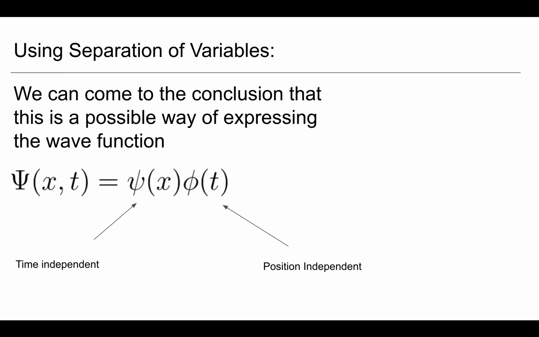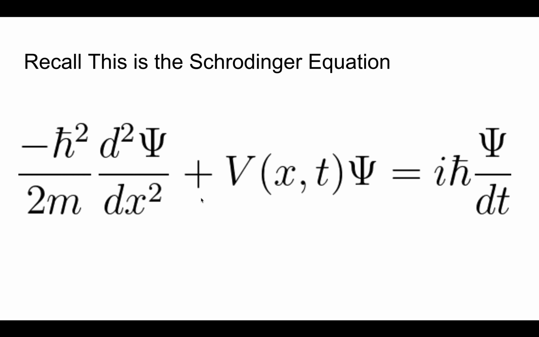But we can essentially come to the conclusion that we can take the wave equation and we can decompose it into the product of two functions. So first, we get little psi of x and phi of t. So the wave equation is going to be equal to the product of these two using the separation of variables technique. So this side is the time independent side. As you can tell, it only depends on x. And this is the position independent side because it only depends on t. So recall this is just the general form of the Schrodinger equation, completely laid out, not simplified or anything.